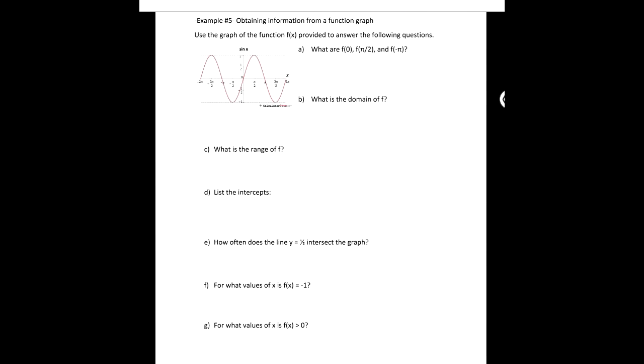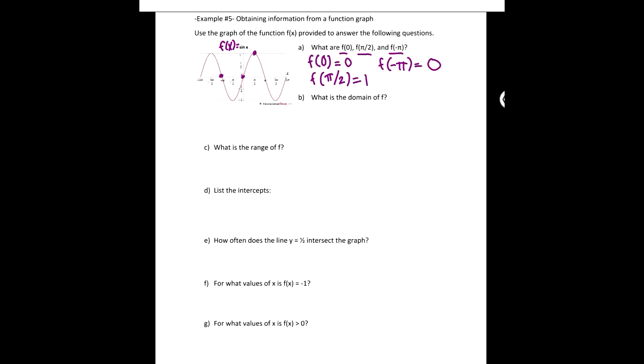Okay, our second example, we're given a graph, and we need to find, for a, f of 0, f of pi over 2, and f of negative pi. This is actually the sine graph, the graph of f of x equals sine x. So f of 0, it's telling me my input x is 0, so what is y? Well, it's 0. F of pi over 2, my input x is pi over 2, so what is my y? It's 1. And f of negative pi, my input is negative pi, so what is my y? Well, it's also 0.